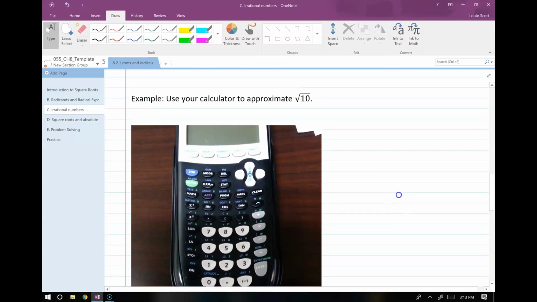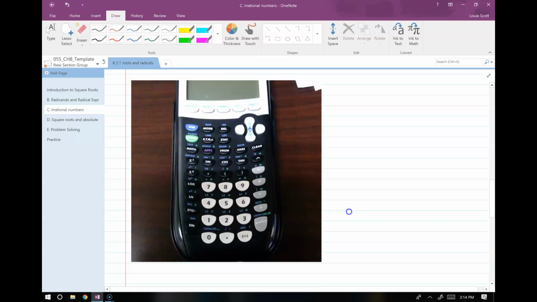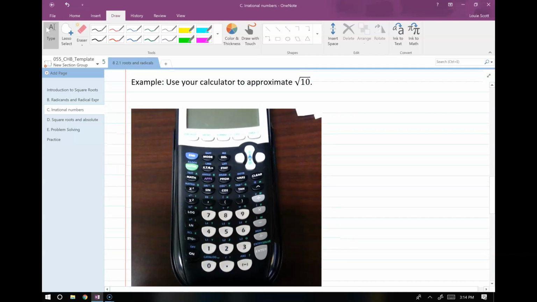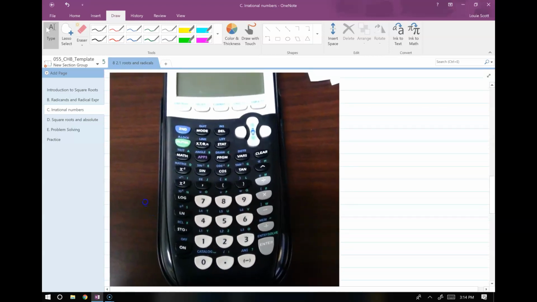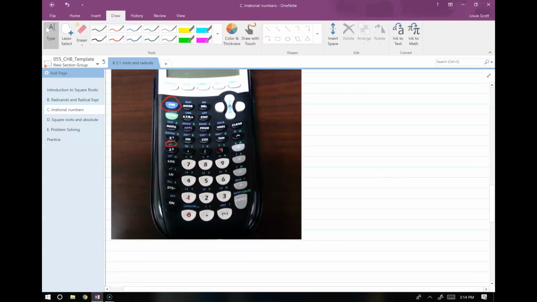If you have one of these TIs, I'll show you how to calculate the square root of 10. If you have a different calculator, make sure you learn this and figure it out and get good at it. You don't want to be in a test situation and forget how to take the square root of 10. On this calculator, I would hit the second key so I can access the square root sign. After I punch in the square root, I'd hit 1, 0 for 10, and close off the bracket. I'll show you what that looks like on the next screen.